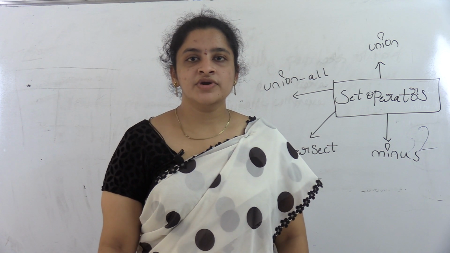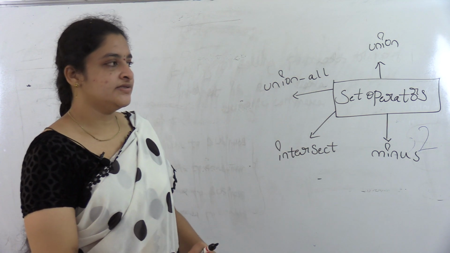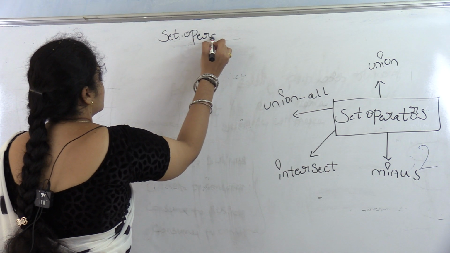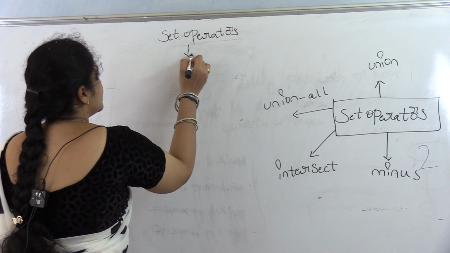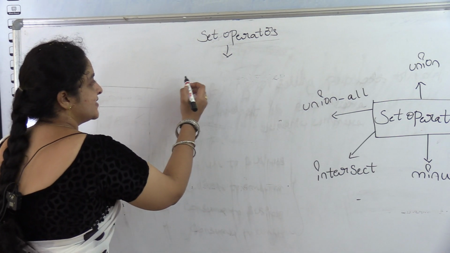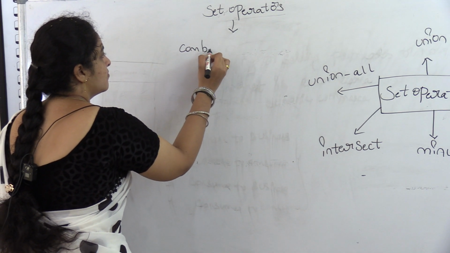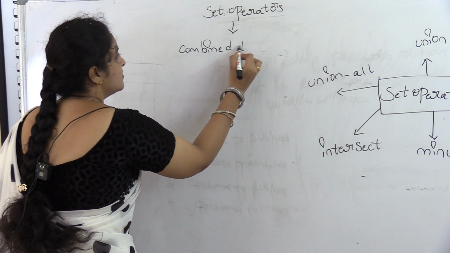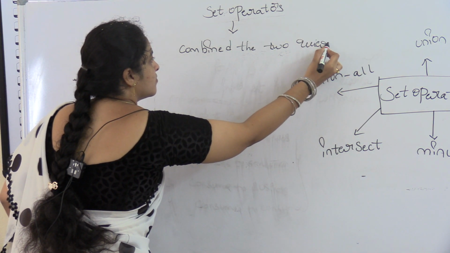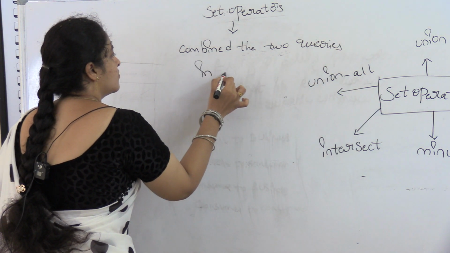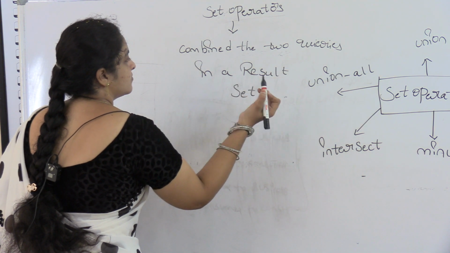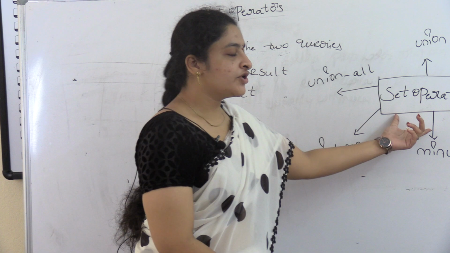Reddy College, Elur. Today I would like to tell about the topic, set operators. Set operators means combining the two queries in a table result set. In set operators there are four types.